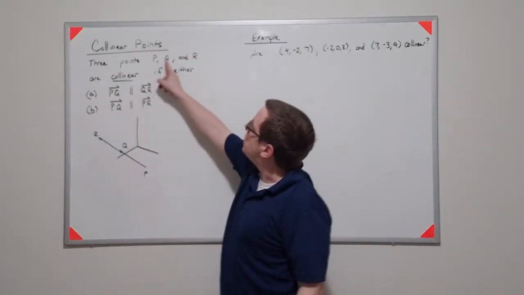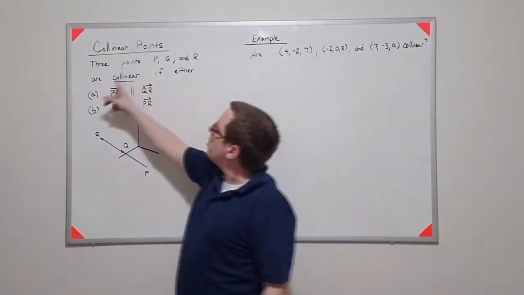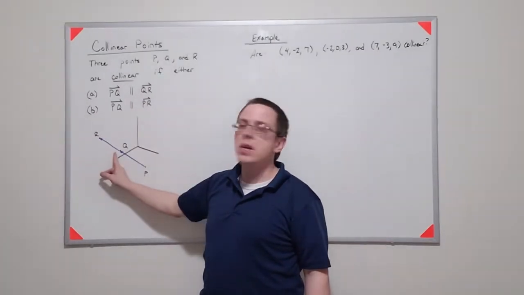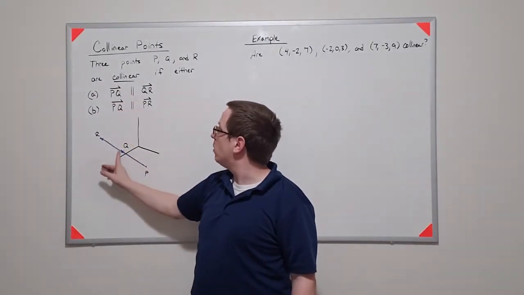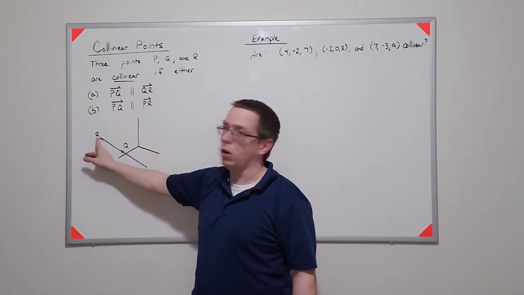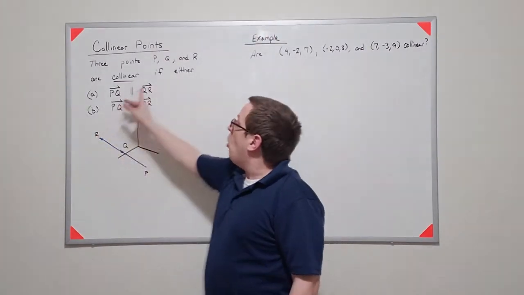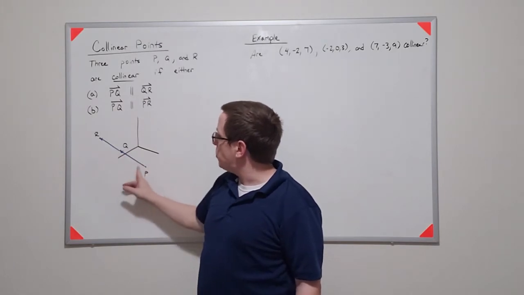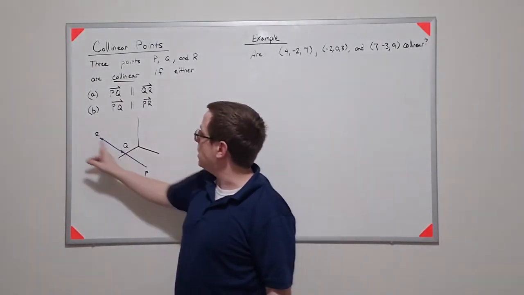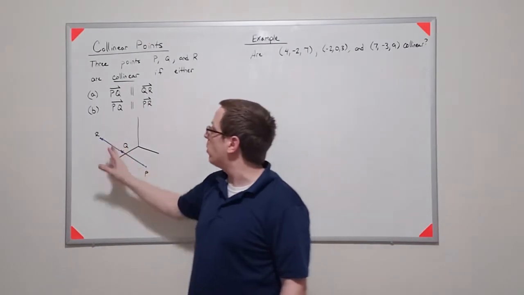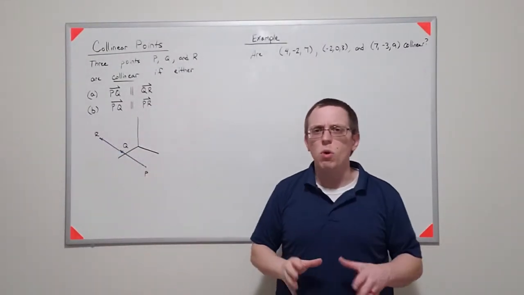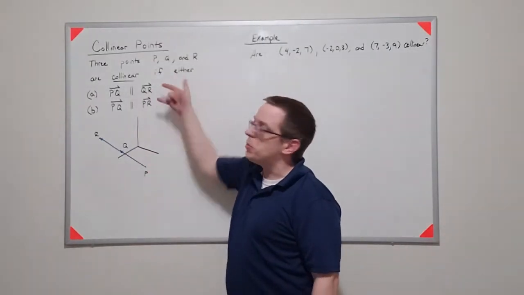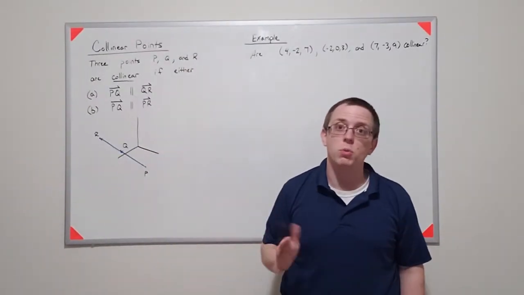So if we have 3 points, P, Q, and R, those points are considered collinear if either the directed line segment from P to Q is parallel with the line segment from Q to R, or the line segment P to Q is parallel with the line segment from P to R. So you can do either one of those two. Technically, you can do a few more combinations if you want to talk about directed line segments, but usually speaking, those are the two that you really want to check.